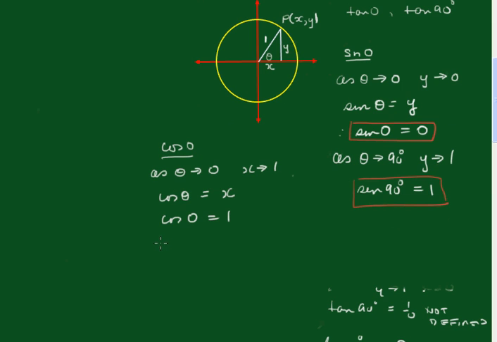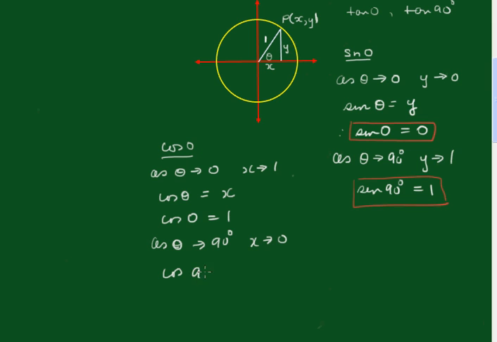Now, as theta, rub this stuff out, sorry. As theta goes towards 90 degrees this time, we're going to see that x goes towards 0. So the cos of 90 degrees is equal to 0.